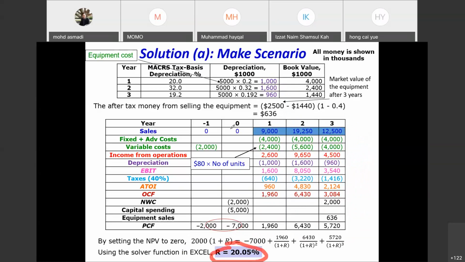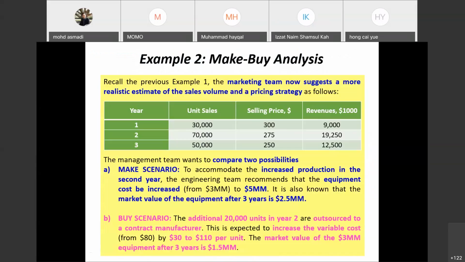How about for B? For B it says outsource to the contract manufacturer, meaning that at year 2, right? This side here, year 2.